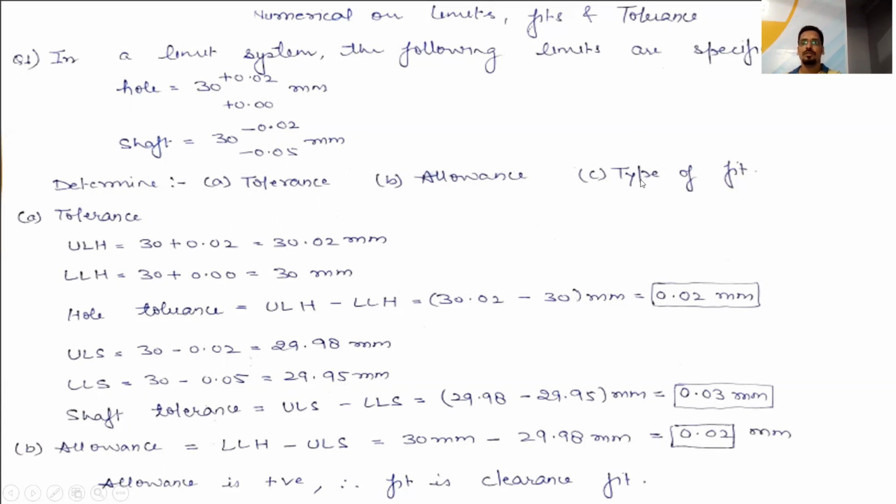So now the third part is the type of fit. I have already told you that whenever the allowance is positive, then the type of fit is a clearance fit. So hence, since the allowance is positive, the fit is a clearance fit in this question.